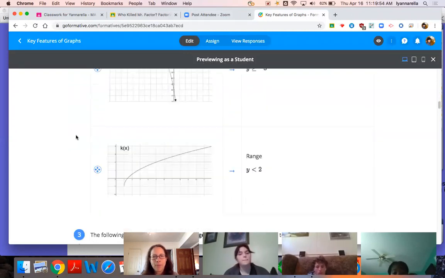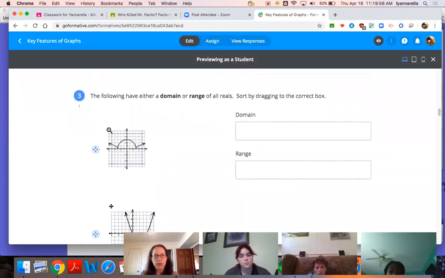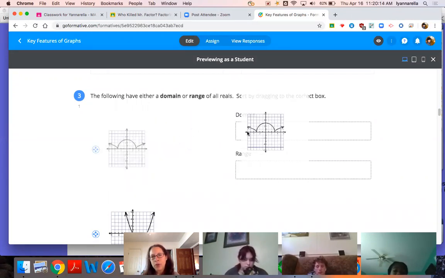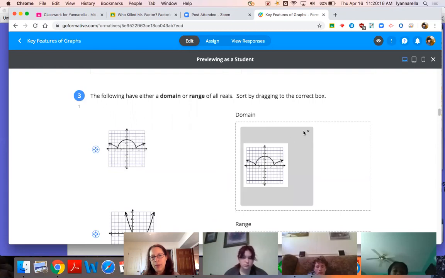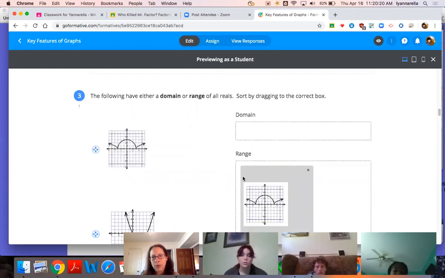Okay? And then there's one where you have to sort. So what I ask you is this. There's about 6 graphs here. They either have a domain of all reals or a range of all reals. Domain of all reals means they go forever to the left and the right. And range means they go forever up and forever down. So depending on which one it has of all reals, you either sort it here, you can drop it in that box, or if you don't like it there, you can sort it here in the range box.